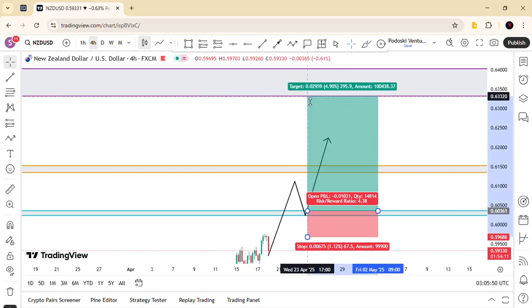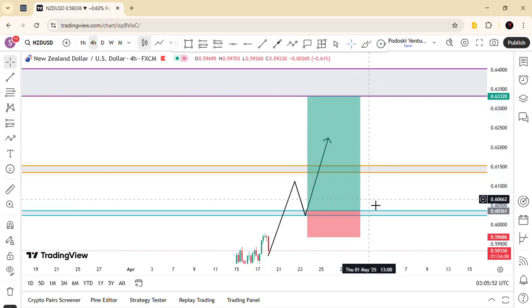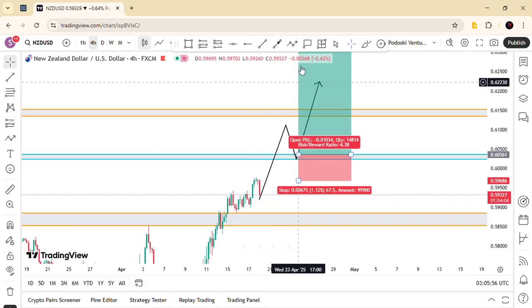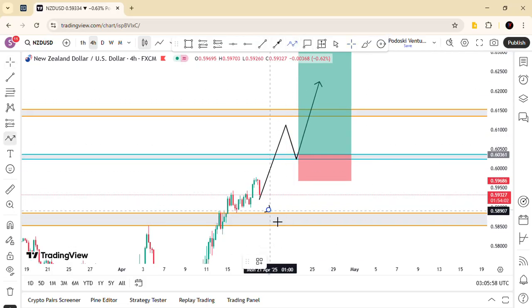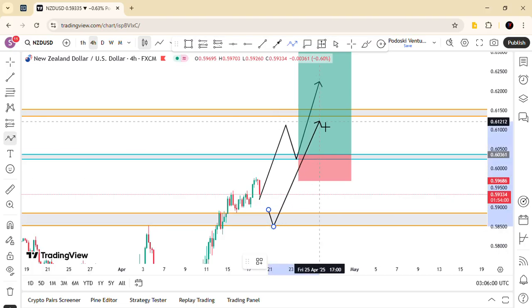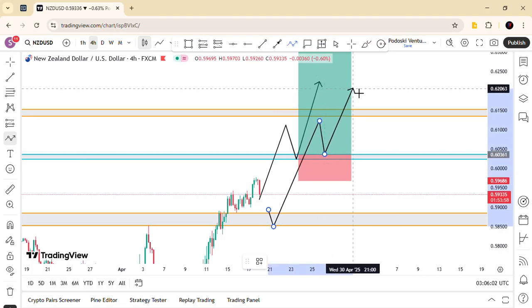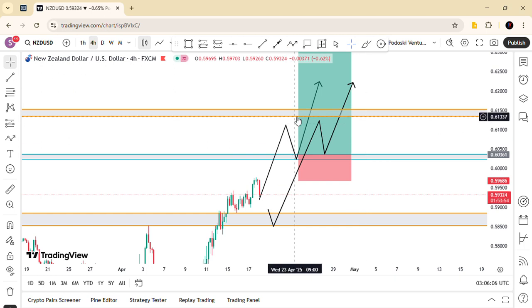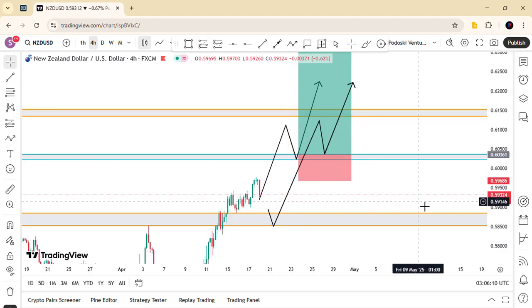So if price doesn't drop to our weekly zone and give us an entry, we know we are ready to take another entry. We are ready to take another buy at the upside. We just have to wait for price to break out of the zone before we take the buy.